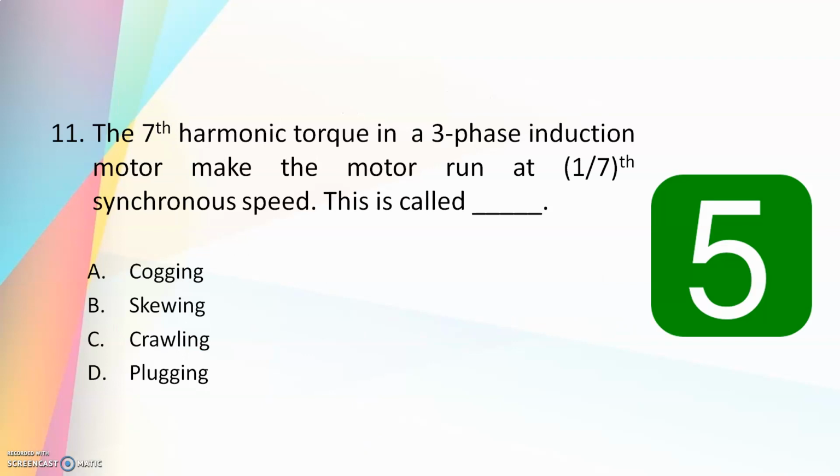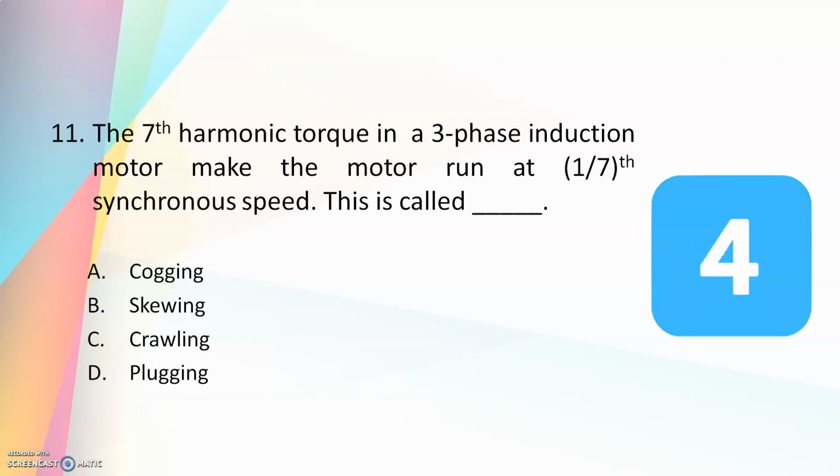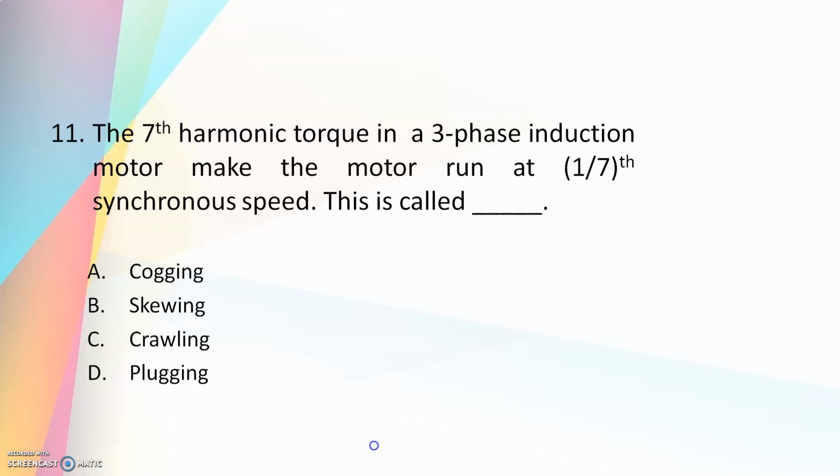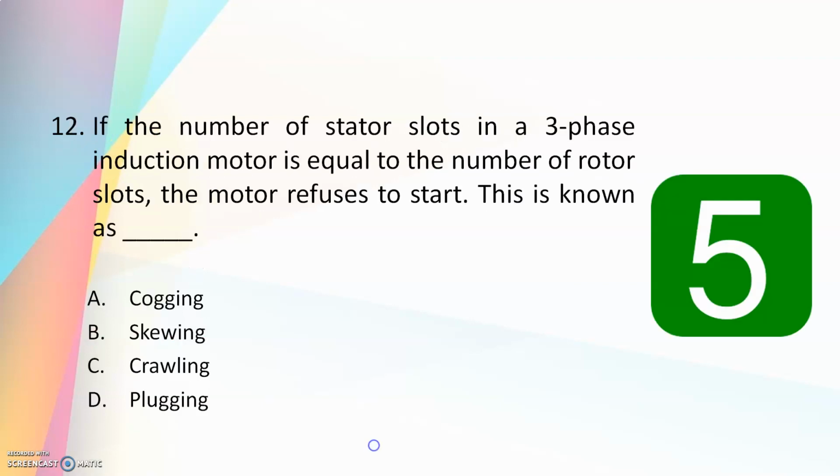The seventh harmonic torque in a three-phase induction motor makes the motor run at 1 by 7 synchronous speed. This is called: cogging, skewing, crawling, plugging. And the answer is crawling. Due to seventh harmonics, an induction motor tends to run at lower speeds, around 1 by 7th of the rated value, and this phenomenon is called crawling.